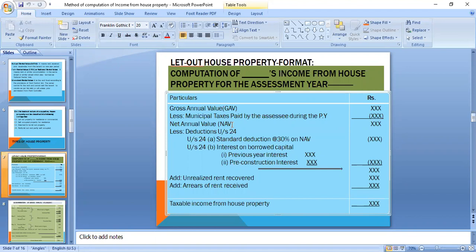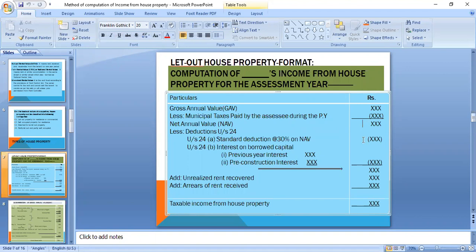From this net annual value, there are certain deductions allowed under section 24 of income from house property. That is under section 24A, standard deduction of 30% of NAV. For example, here 1,20,000 is the GAV, and from that, let us assume you paid property tax or sewerage tax of 20,000. You got 1 lakh here. From 1 lakh, 30% deduction is allowed.